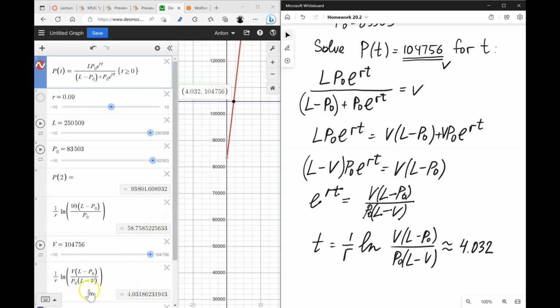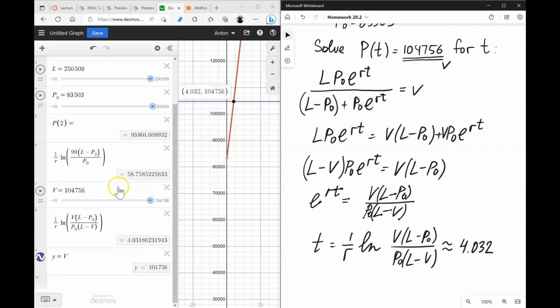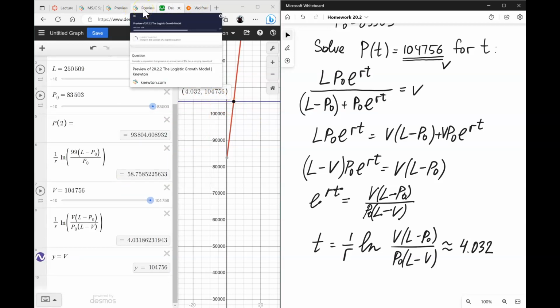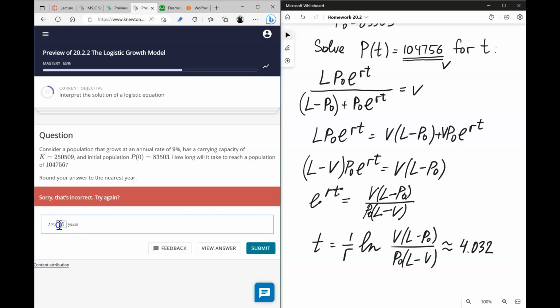I said earlier I don't know how to do it fast. So yeah, totally don't need to use this formula. I can just graph it and see exactly where the answer is. That was very silly of me. So the answer is 4.